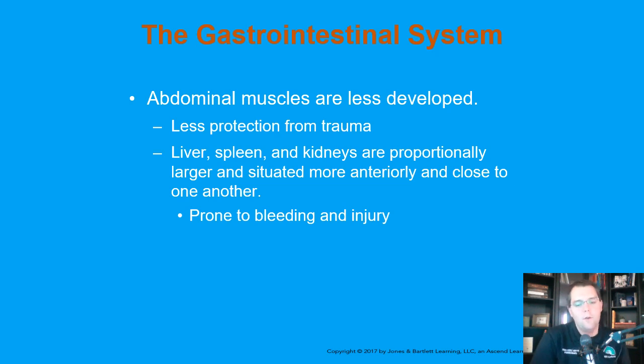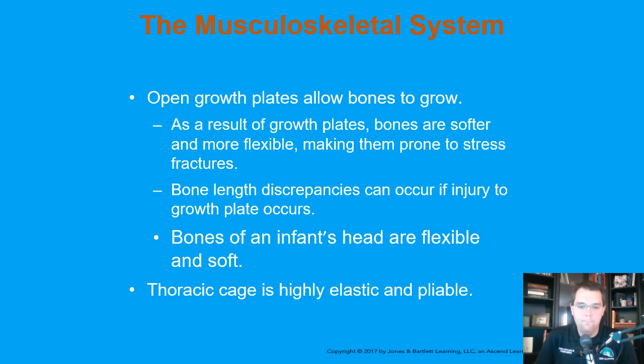The abdominal muscles are also less developed. Next time that you look at a toddler, you'll notice that poochy belly. It's not just because they have baby fat on, but it's also because their abdominal muscles can't hold their innards in as well. Those muscles are still developing. They're less protected from trauma because of that. And their liver, spleen, and kidneys are proportionally larger than the rest of their organs. They take up a much larger fraction of space in their abdominal cavity than they do in ours, and so they are more prone to injury and bleeding because of that.